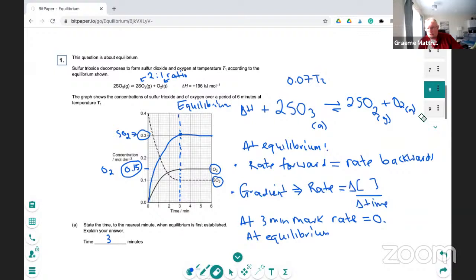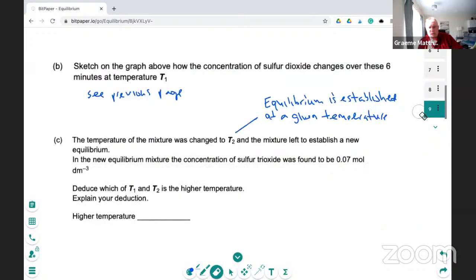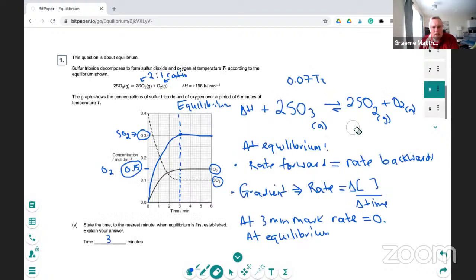And they want to know which one's higher, T1 or T2. So they're thinking, hold on. This is at T1, right? Sulfur trioxide at T1, from the graph right there, is 0.1. All right. So they want to know which one was the higher temperature, T1 or T2.